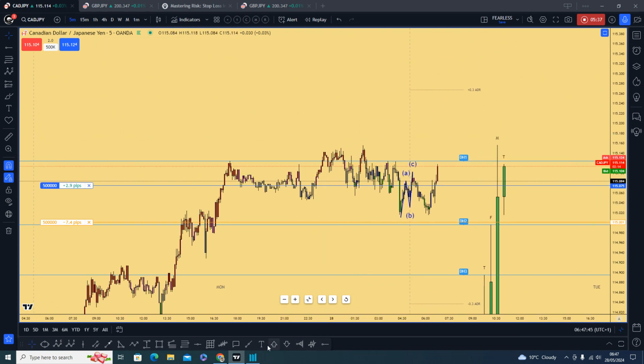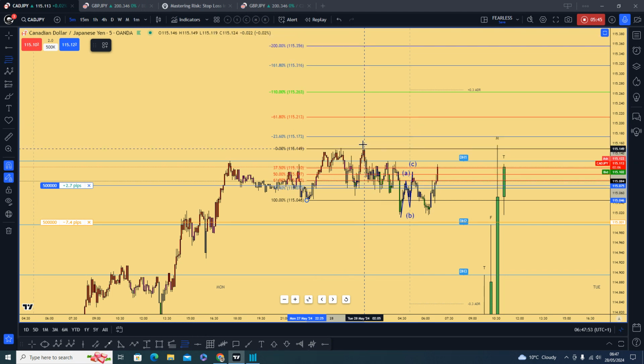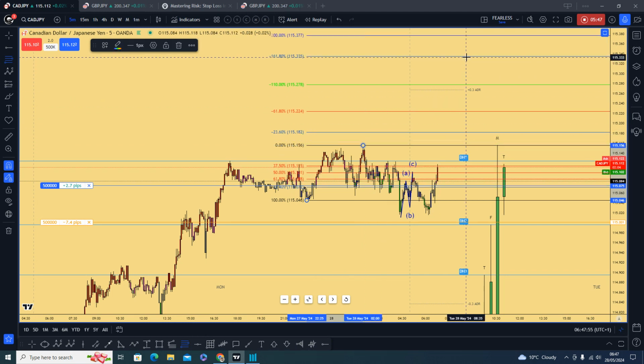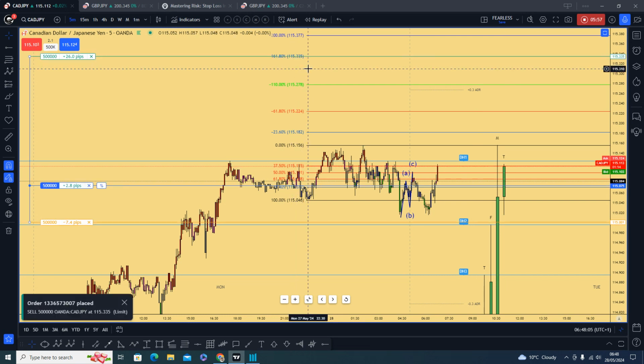What we have to do in that case is to measure the low to the high, which is this, and look to target the extension 1 or the 200%. So this will be the target here. I can just use the extension 1.